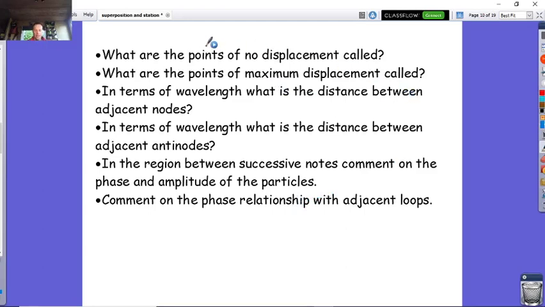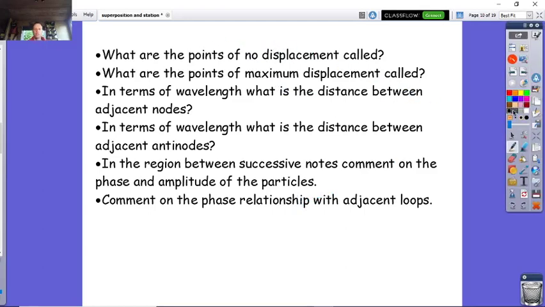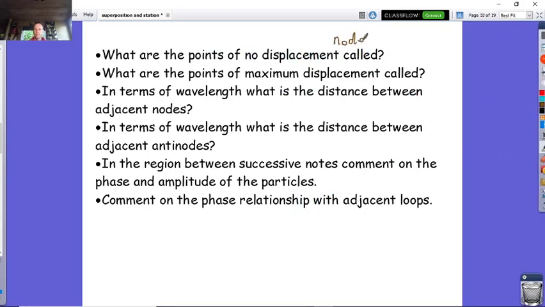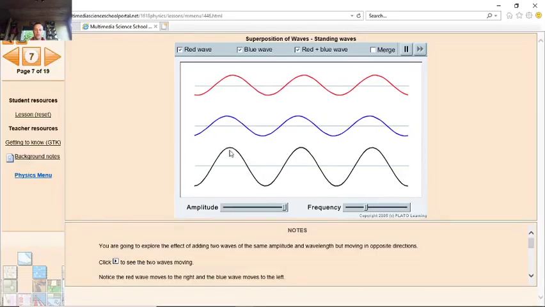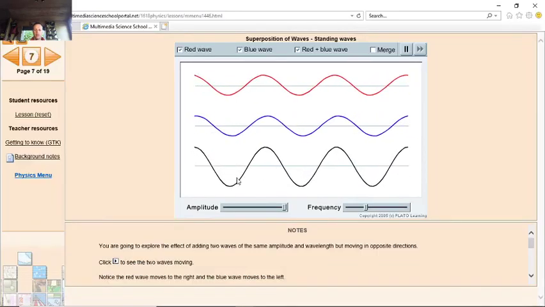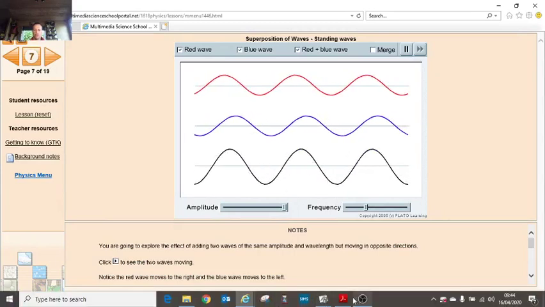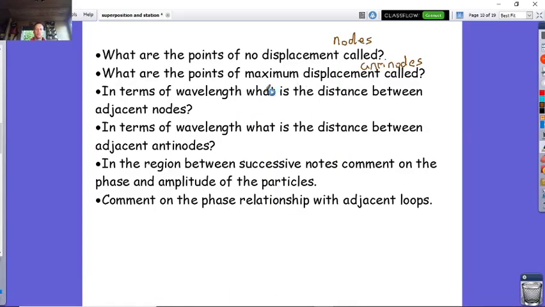The first question here simply asks: what are the points of no displacement called? These are simply called nodes. What are the points of maximum displacement called? These are called antinodes. In terms of wavelength, what is the distance between adjacent nodes? What that means here, going back to my simulation, if you've got a node here, an antinode here, and an antinode just there, what you need to realize is that going across here is going to be half the wavelength.